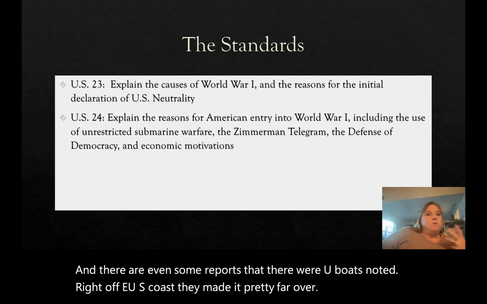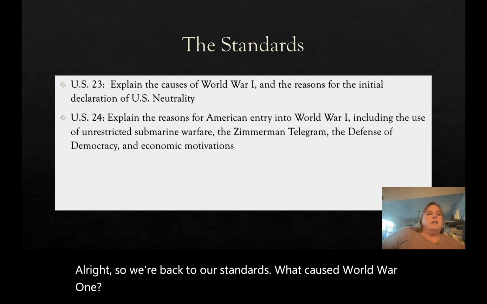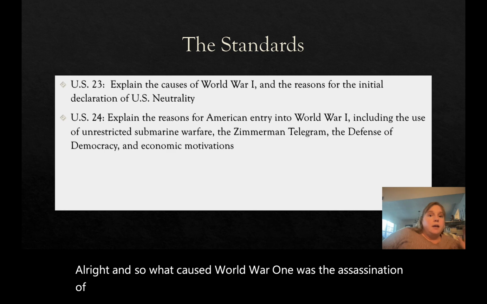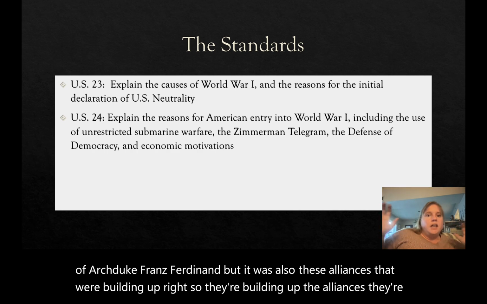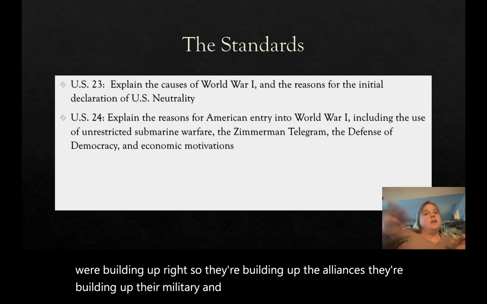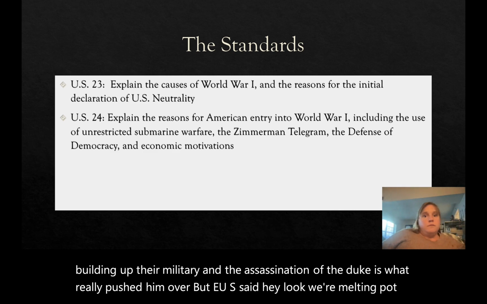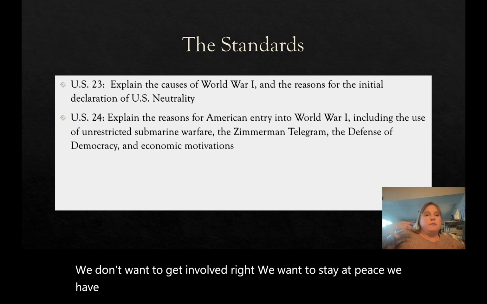All right, so we're back to our standards. What caused World War I? All right, and so what caused World War I was the assassination of Archduke Franz Ferdinand, but it was also these alliances that were building up, right? So they're building up the alliances, they're building up their military, and the assassination of the Duke is what really pushed them over. But the U.S. said, hey, look, we're a melting pot. We don't want to get involved, all right? We want to stay at peace. We have too many people that would be involved.